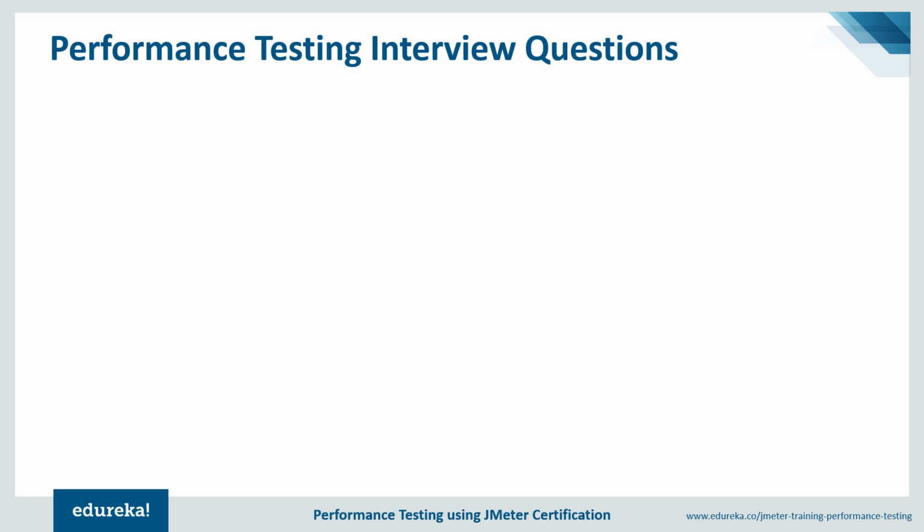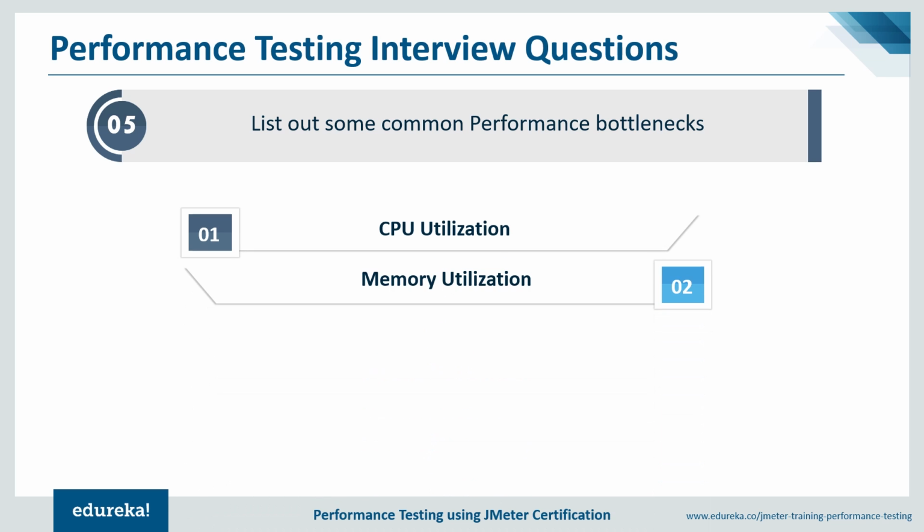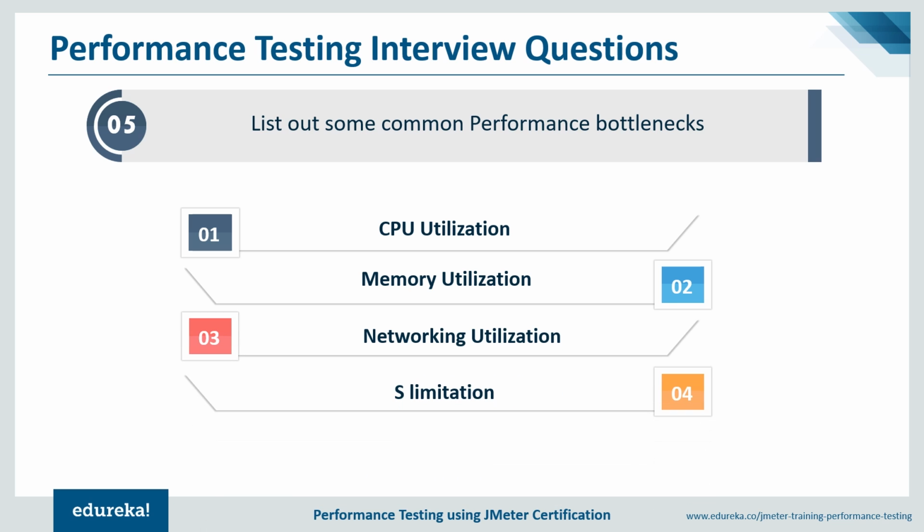Moving on, the next question is, list out some common performance bottlenecks. So there are 5 common performance bottlenecks, such as the CPU utilization, the memory utilization, then we have the networking utilization, OS limitation, and disk usage.